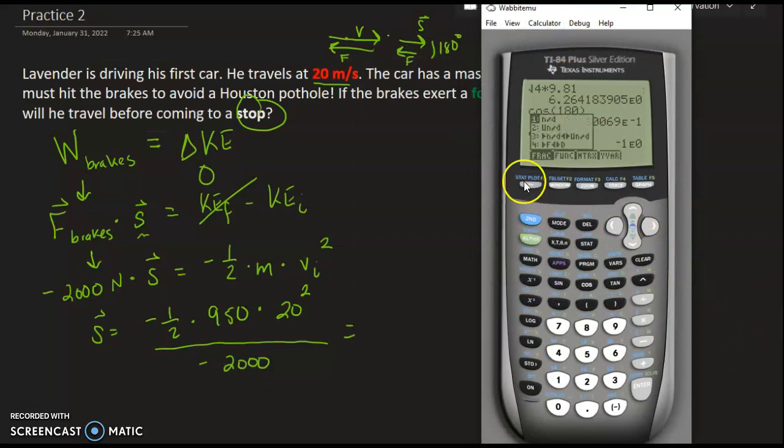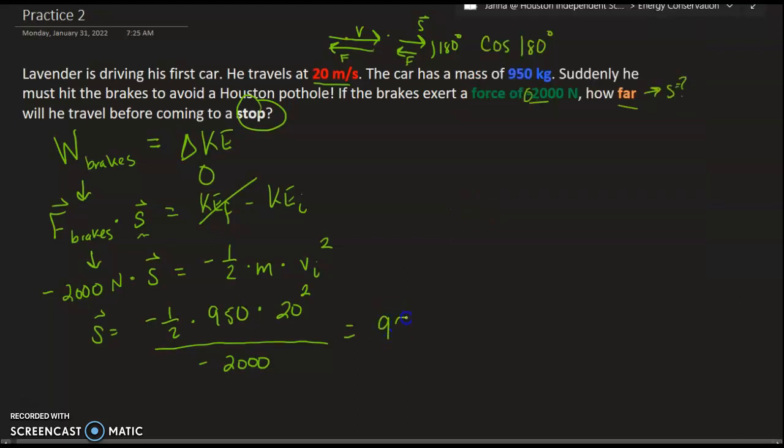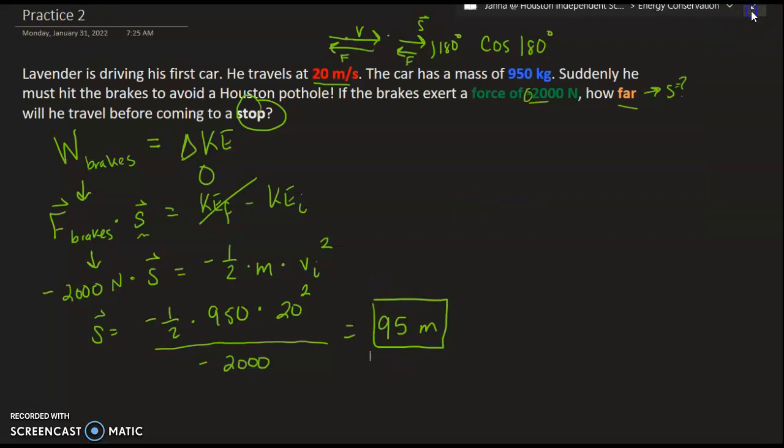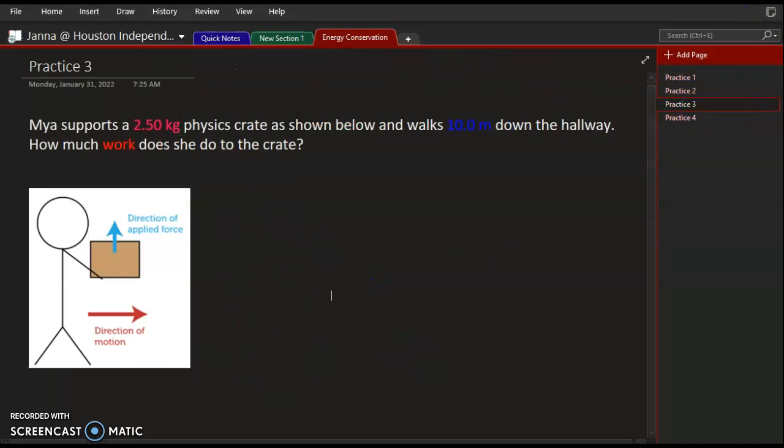If you go alpha y equals, enter, you can pull up a fraction: negative 1/2 times 950 times 20 squared divided by negative 2,000. This is 95 meters. So that's how far it takes to come to a stop. 9.5 E1, that's 95 meters.